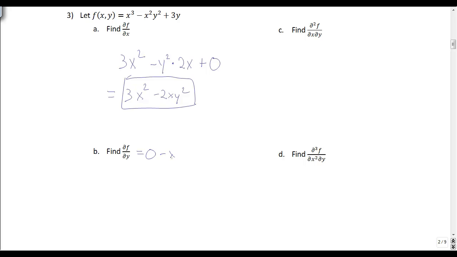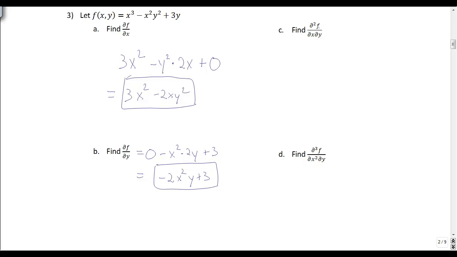And this one we're going to get minus x squared as a constant, and then times the derivative of y squared, which is 2y. And then the derivative of 3y with respect to y is 3. So we end up with negative 2x squared y plus 3. So very similar thing.